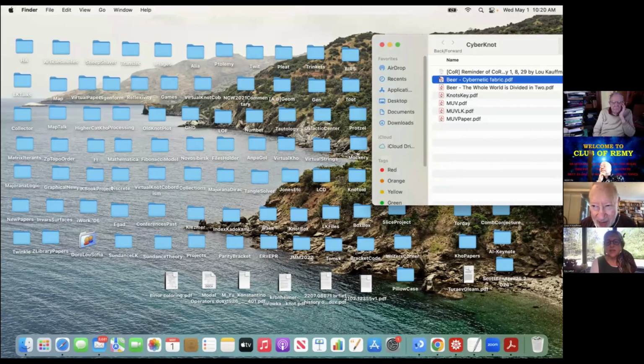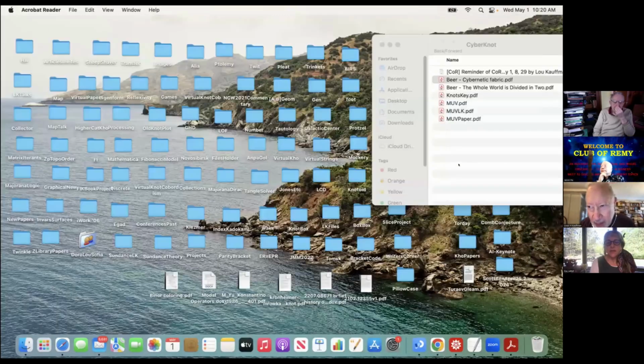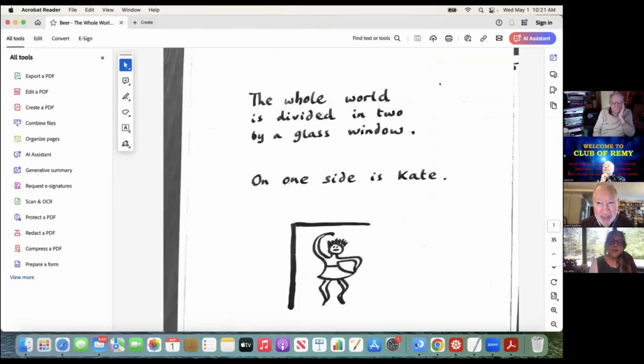This is not an ordinary Beer paper. Oop, I got the wrong one there. Oh, I'm sorry. That's the one. It's called Cybernetic Fabric. But as long as we're talking about Beer, I'm going to show you the other Beer paper, which I'll send you. I think he wrote this for his niece. It's charming. Let's go through it for fun.